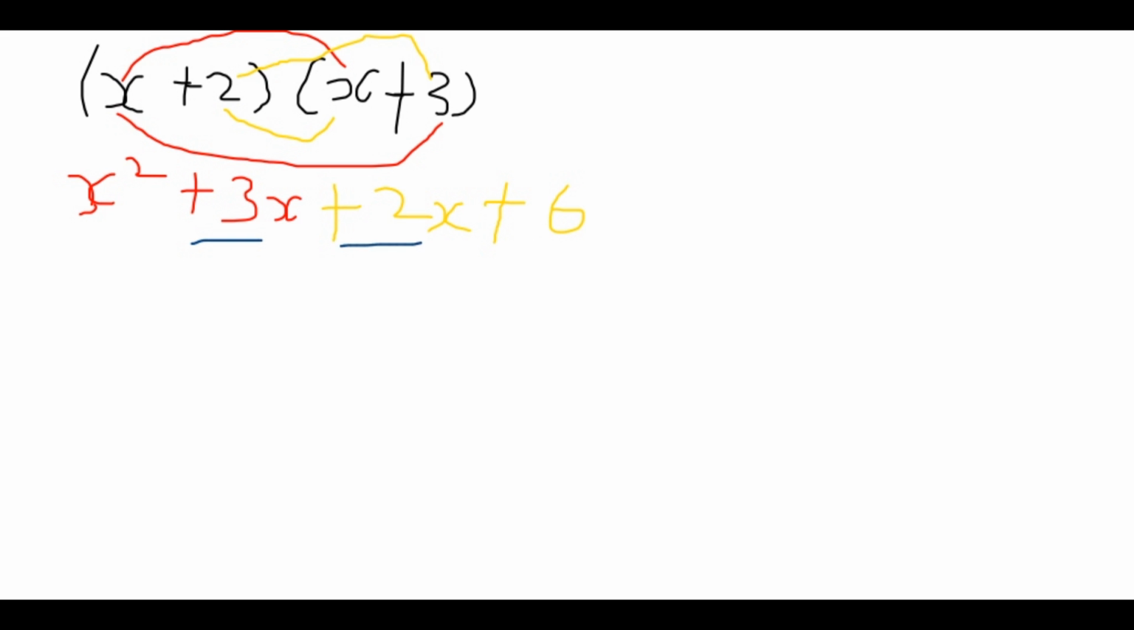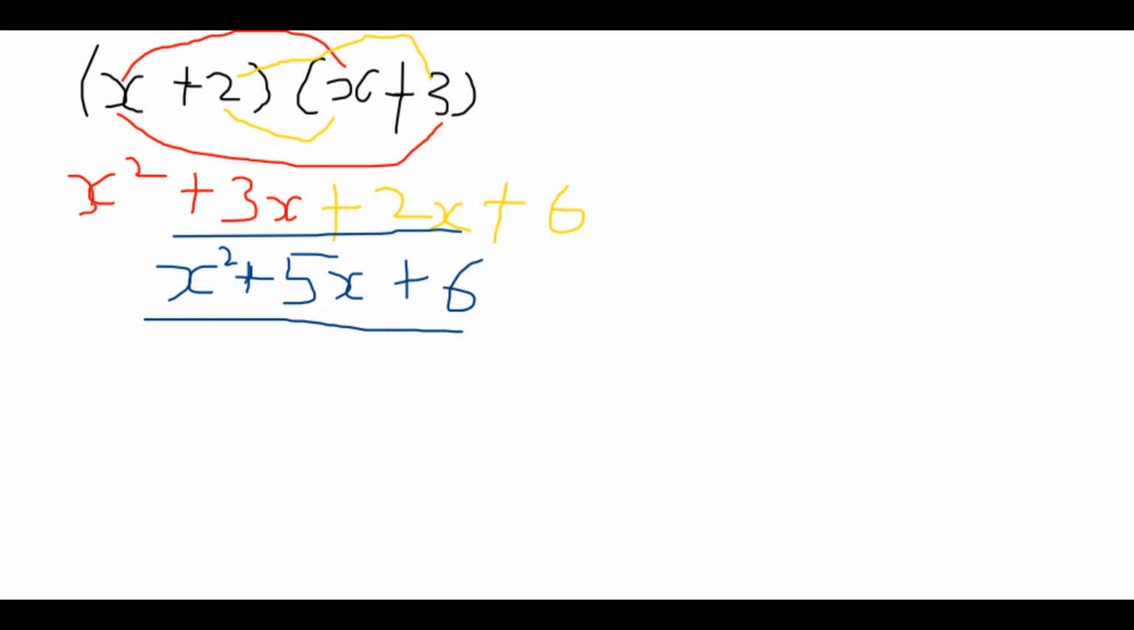And notice that 3x and 2x are like terms, so we are going to combine them. 3x plus 2x is 5x, so we'll have x squared plus 5x plus 6 as the expansion of what we have above.